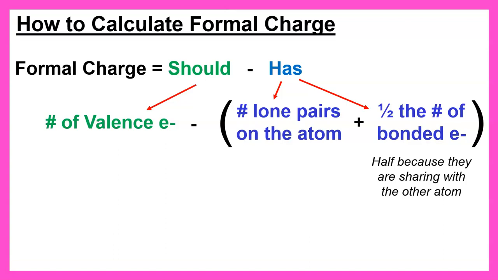So what we're really doing here is we're trying to figure out what the charge on the atom would be if you split that molecule into individual atoms. We see how many electrons that atom should have based on the number of valence electrons, and we subtract how many it actually has once it's been divvied up.